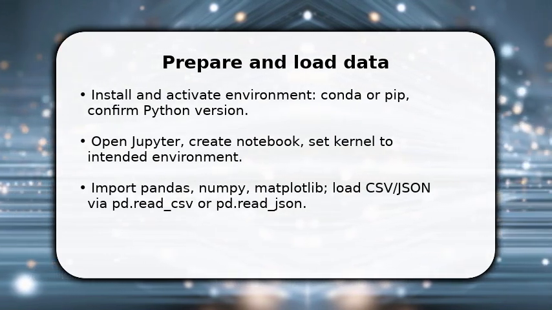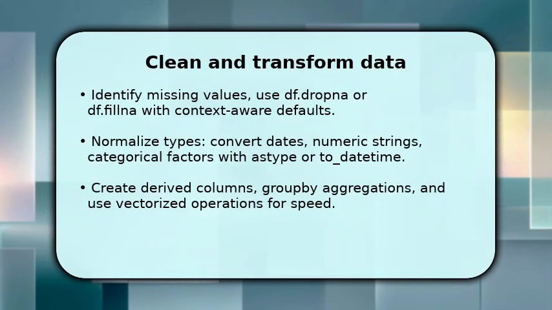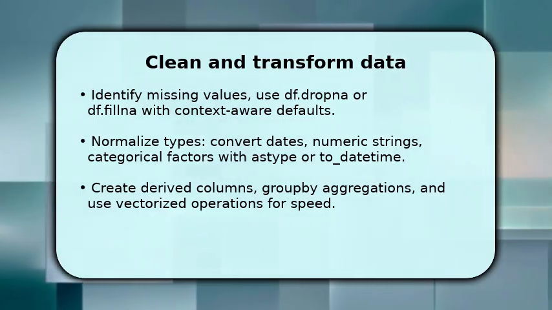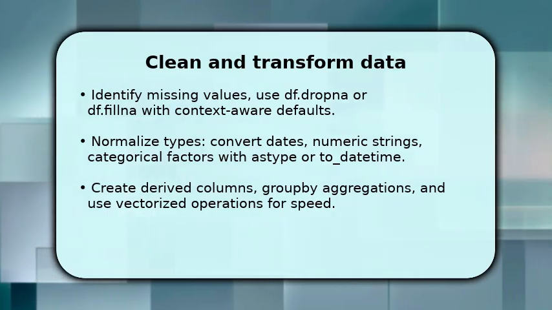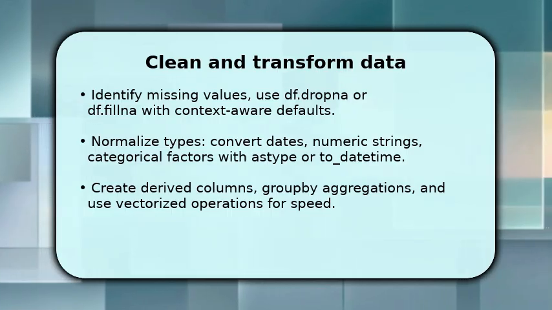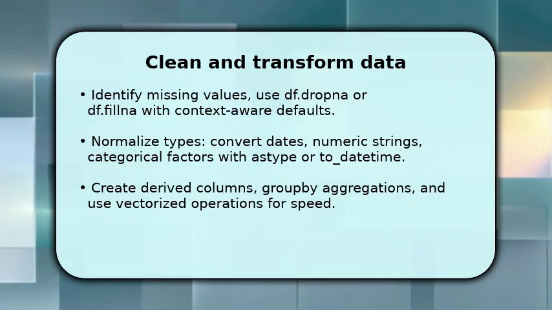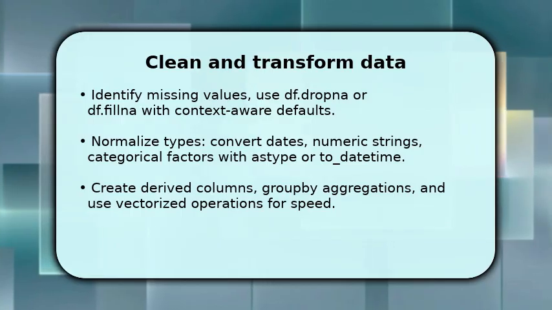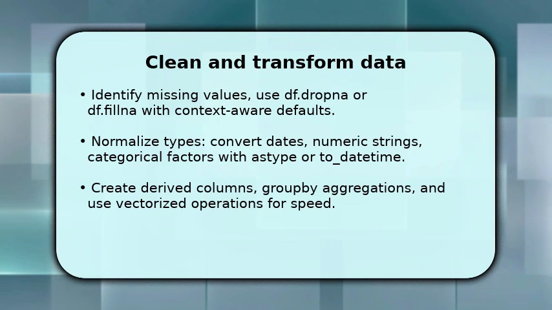Now you clean and transform so analyses are reliable. First, handle missing values strategically. Drop rows for throwaway noise or fill with medians or domain-specific defaults for continuity. Then convert types, dates via pd.to_datetime, numerics with to_numeric to enable time series and math operations. Once types are stable, create derived columns and use groupby and agg for summaries. Vectorized pandas operations run far faster than iterative loops. This step shapes your data for modeling.